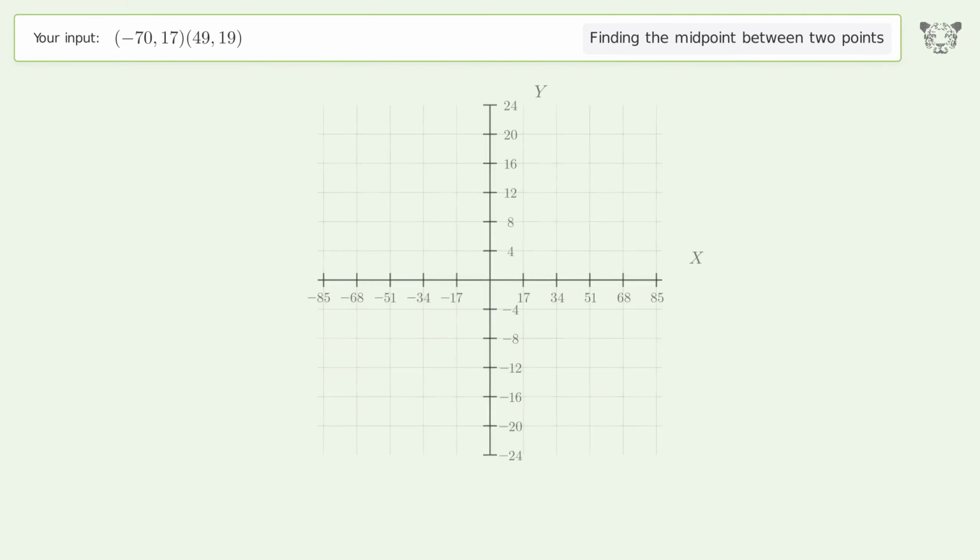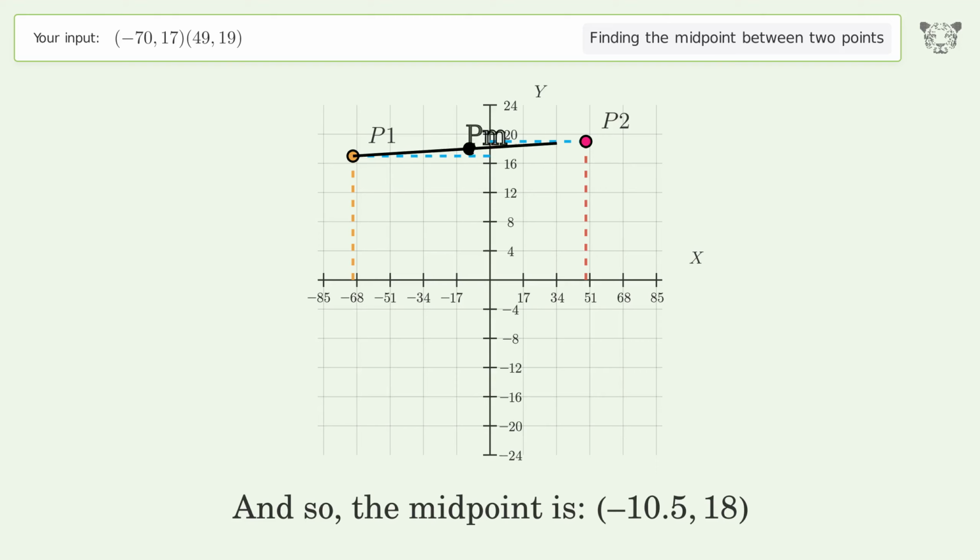And so, the midpoint is negative 10.5, 18.